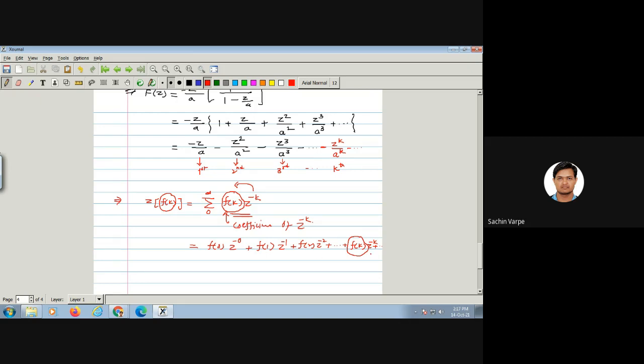So with this logic, we have written the given f of z in terms of infinite terms, and then how do I extract my required f of k? That will be just the coefficient of z raised to minus k. You can see here f of k is the coefficient of z raised to minus k. Do I have the z raised to minus k term in this?